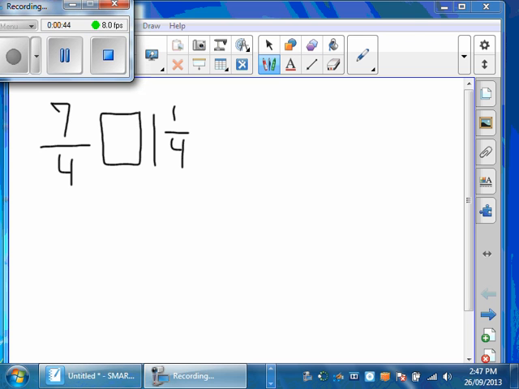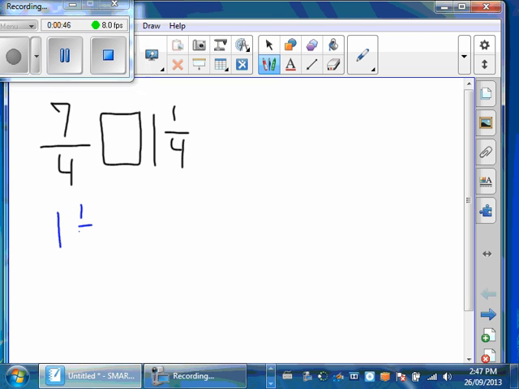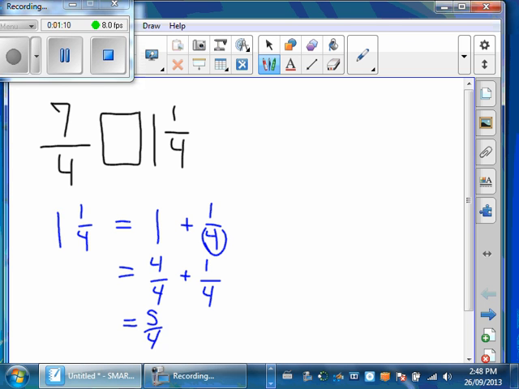So we're going to take our 1 1/4, and we know that that really means 1 plus 1/4. Since we are going over 4, we can change this to 4 over 4, because 4 over 4 is the same as saying 1. Now we're going to add in our 1/4, and that gives us a total of 5 over 4.